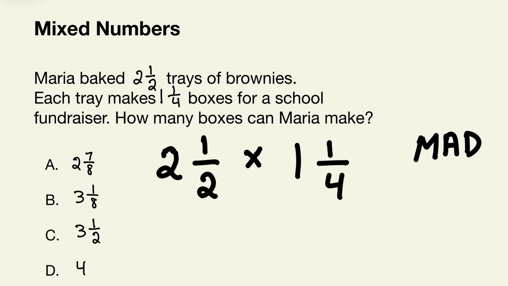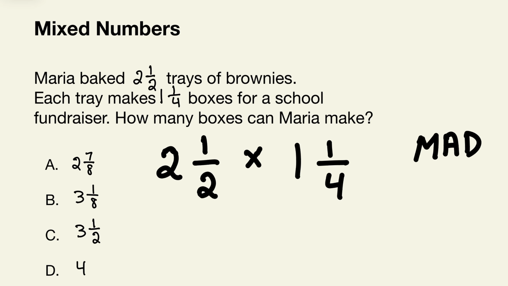All right, well, before multiplying mixed numbers, we need to change them into improper fractions. So as you can see here, we have M.A.D. And M means multiply, A means add, D means denominator. And so we multiply, add, and keep the denominator.